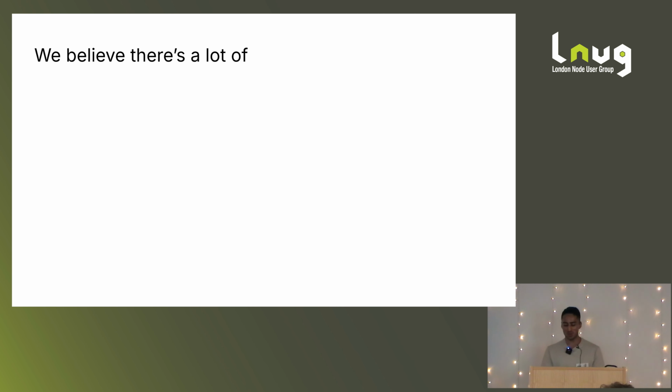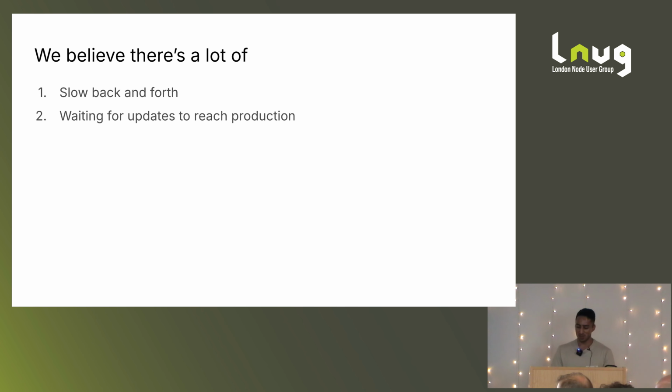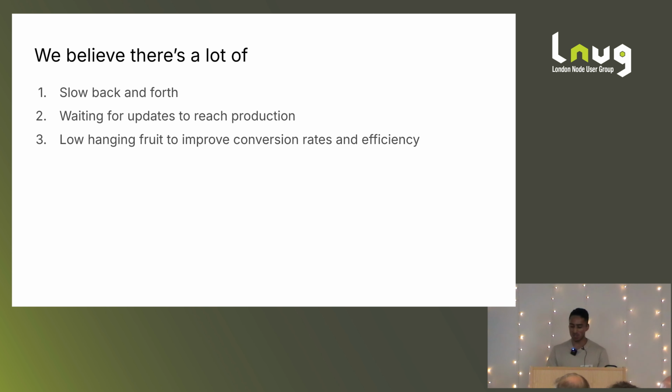So yeah, why did we decide to work on this? We believe there's a lot of slow back and forth that happens in organizations during software development. There's a lot of waiting for updates to reach production, especially for apps with a slow release cycle, like mobile apps. There's a lot of low-hanging fruit to improve product conversion rates and just the overall efficiency of software systems, especially as they scale.